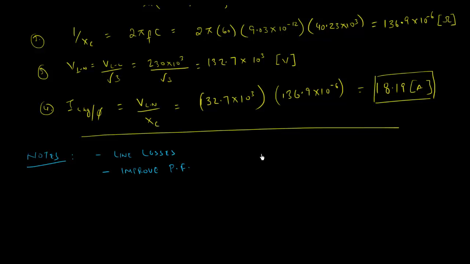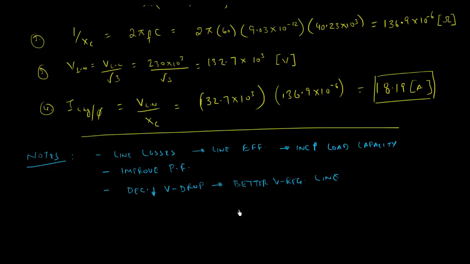Just because this adds leading current, the inductive loads are mostly lagging in nature, whereas if there's capacitance already in the circuit, that helps counter that. So you reduce line losses, which obviously helps with your line efficiency as well. You increase your load capacity. So these are some of the advantages that come along with it. Obviously, one of the other things is you decrease your voltage drop, and that leads to better voltage regulation in the line. So these are some of the interesting effects of charging current.